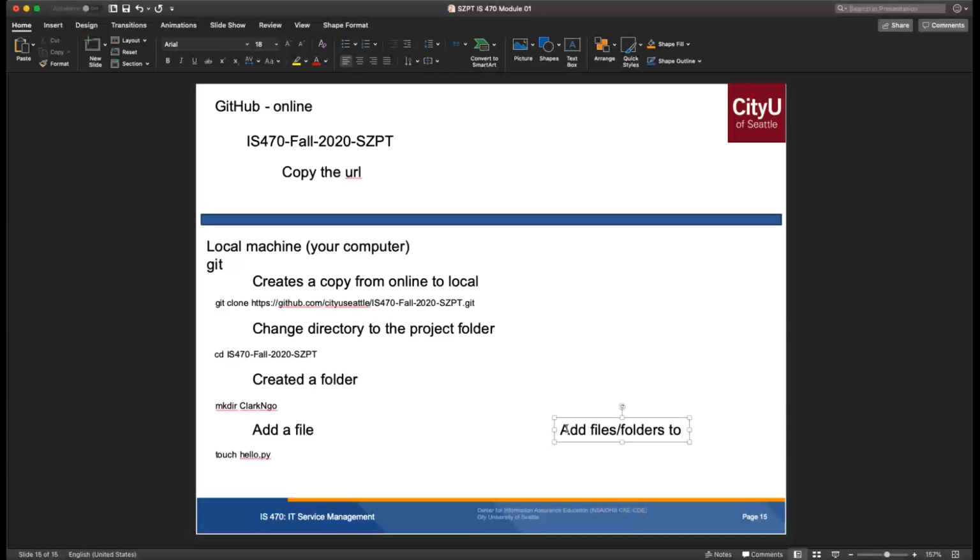files or folder to staging, right? So to do that, we do need to do git add dot, and then we do commit or save the version, right? And that needs to have the command git commit, that's message, and whatever the submission number.